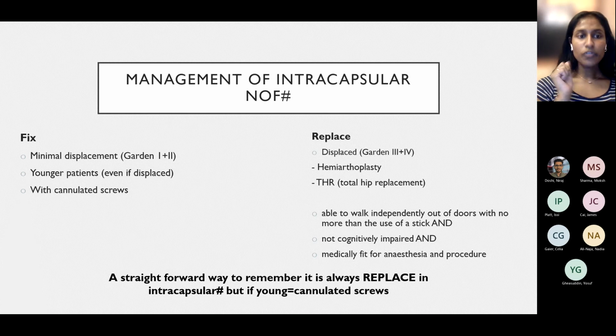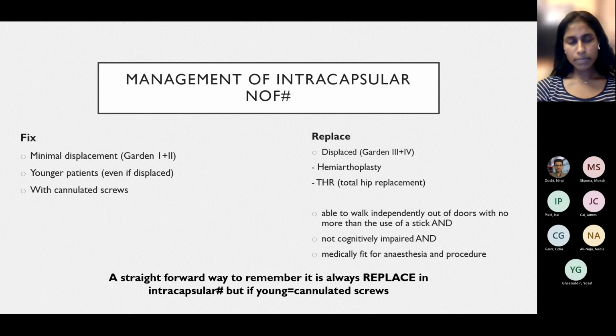So as I said here, you're fixing with cannulated screws if it falls within Garden 1 or 2. So that's when you've got very minimal displacement, not much damage, and younger patients. Just remember, the key thing here is cannulated screws if it's a young patient. If you try and replace the hip joint in a very young patient, they will need a revision pretty soon. So that's why we don't try and replace those at such a young age.